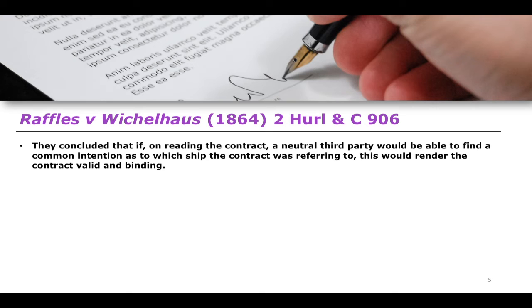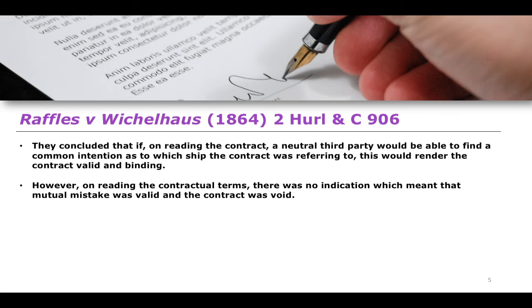and binding. So if you take a neutral third party and you get them to read the contract, and they can come to a conclusion as to what the contract is referring to, then this common intention would therefore render that contract binding, and whoever was wrong in that instance would have to pay damages by way of breach, because they have breached that contractual arrangement.